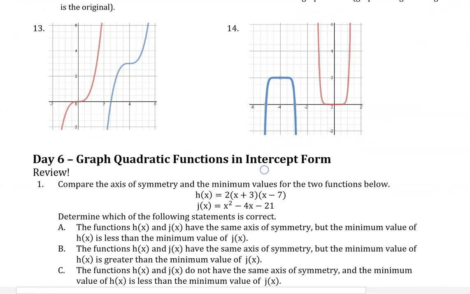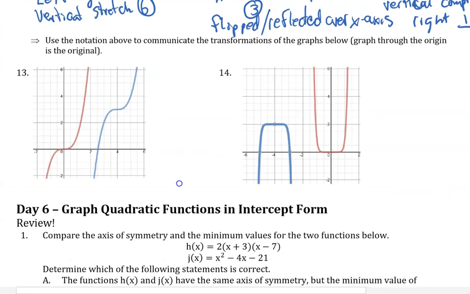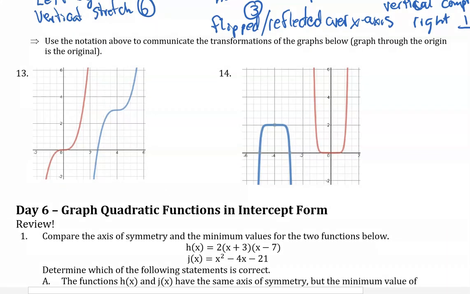When we take a look at a couple of graphs, first off, you'll see that the instructions say that the original graph is through the origin. So the red graph on this first one is our original. We're going to look for where this vertex, this twist point, occurs on the blue graph. That's here. First, we have to figure out what the parent function is.